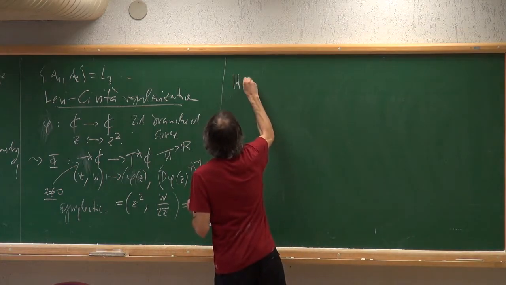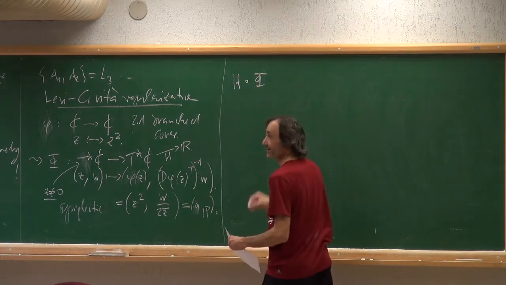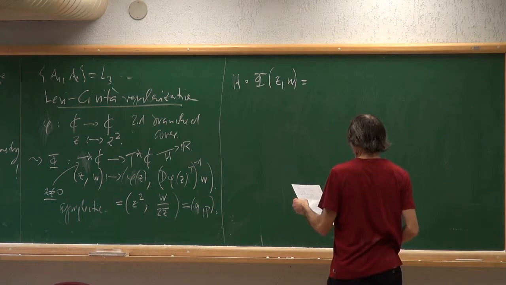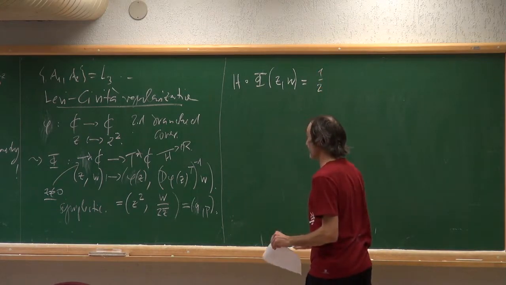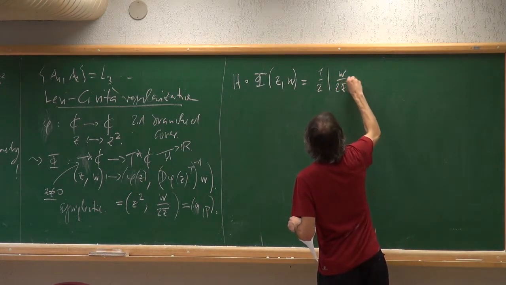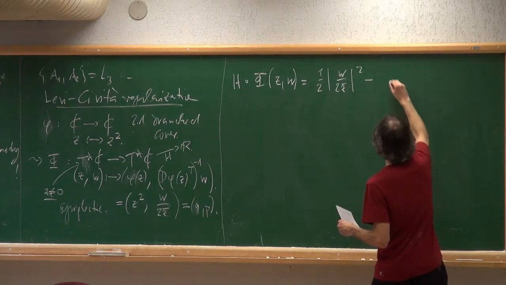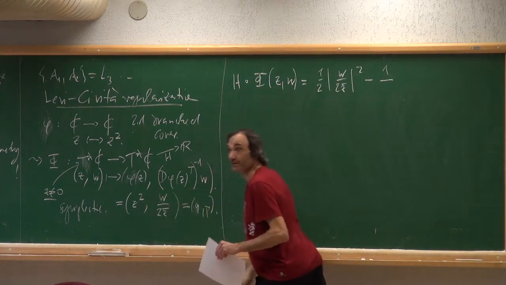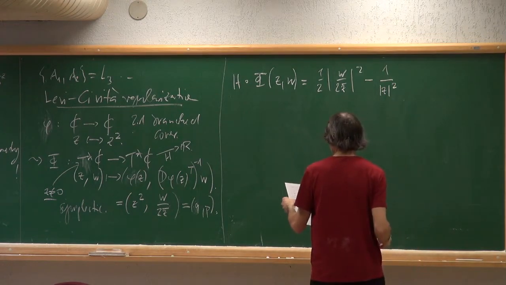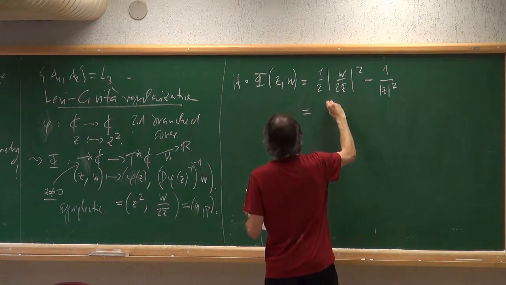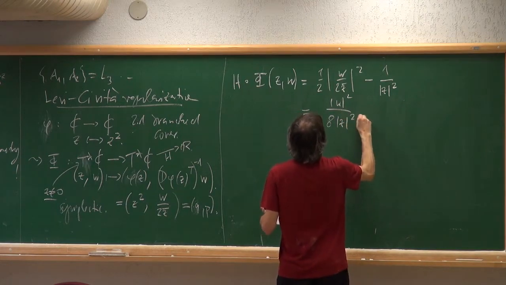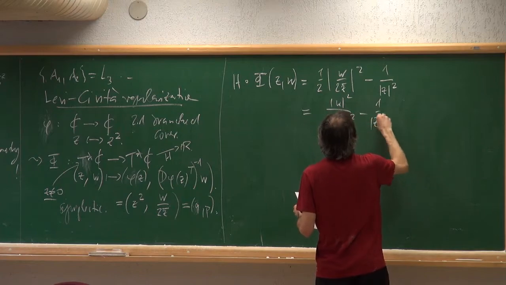So H composed with phi, we pull it back, of Z, W. Well, it's 1/2 P squared, so for P we plug in this one. And then we have 1 over Q. So for Q we plug in that square. Okay. So this is W squared divided by 8 Z squared, minus 1 over Z squared.